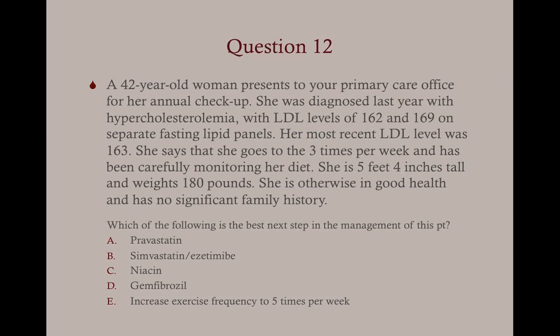She says that she goes to the gym 3 times per week and has been carefully monitoring her diet. She's 5 foot 4 inches tall and weighs 180 pounds, but otherwise she's in good health and has no significant family history. Which of the following is the best next step in the management of this patient? Is it A, Pravastatin, B, Simvastatin ezetimibe, C, niacin, D, gemfibrozil, E, increase exercise frequency to 5 times per week?